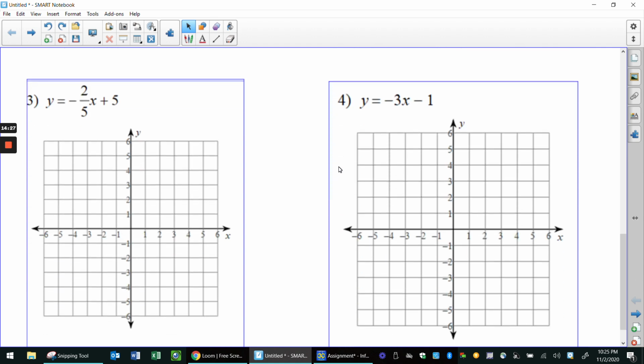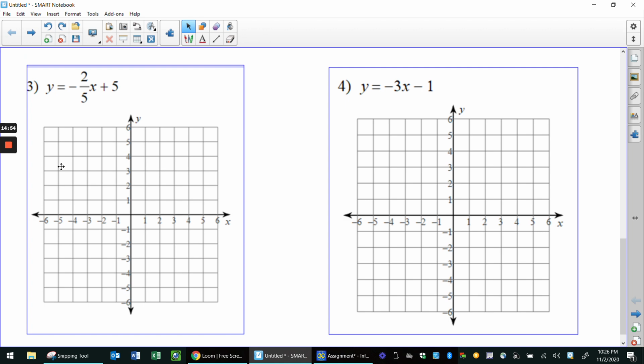Problem number 3 is y is equal to -2 over 5x plus 5. I'll let you guys go ahead and graph this yourself. Begin with B and move with M. Notice that your slope here is negative as well. Go ahead and graph it. I'll give you some time to figure out what those are and graph this equation.